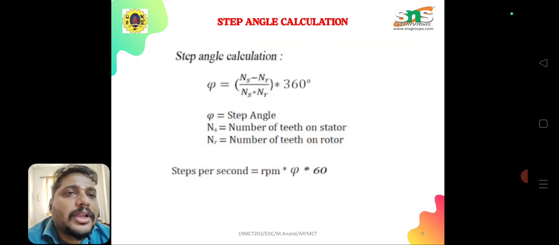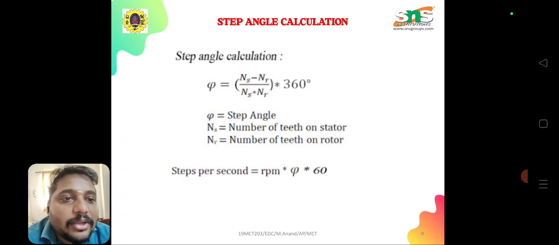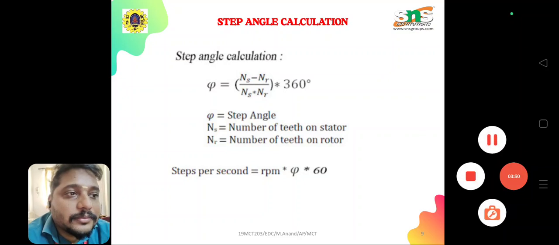This is the step calculation. Pi equals Ns minus Nr divided by Ns into Nr, into 360 degrees. So pi equals the step angle, Ns equals the number of teeth on the stator, and Nr equals the number of teeth on the rotor. Steps per second equals rpm into pi into 60. This is the simple step calculation of stepper motors.